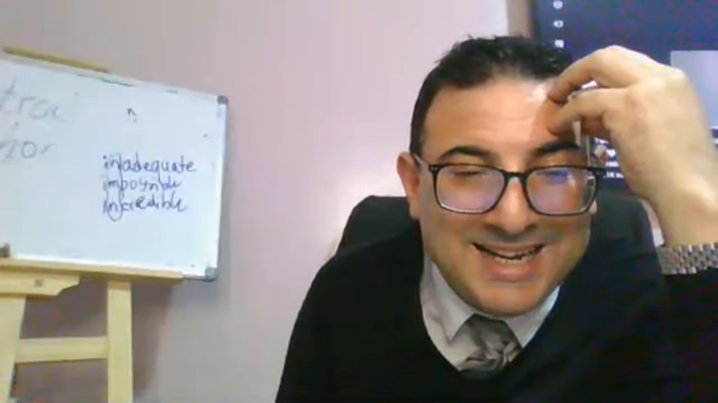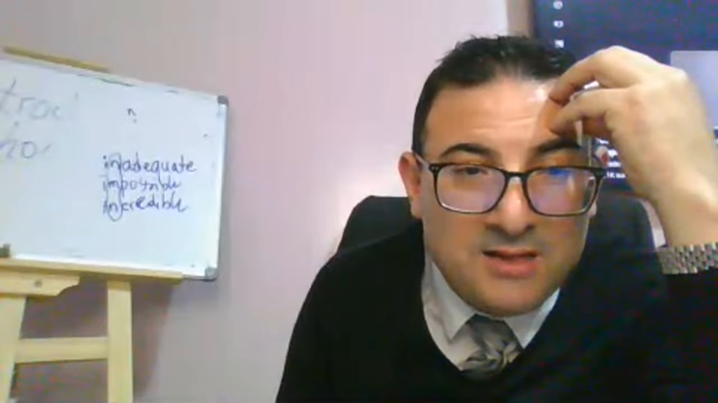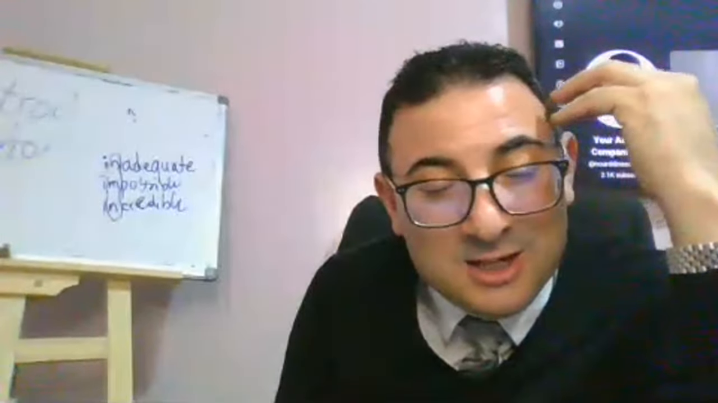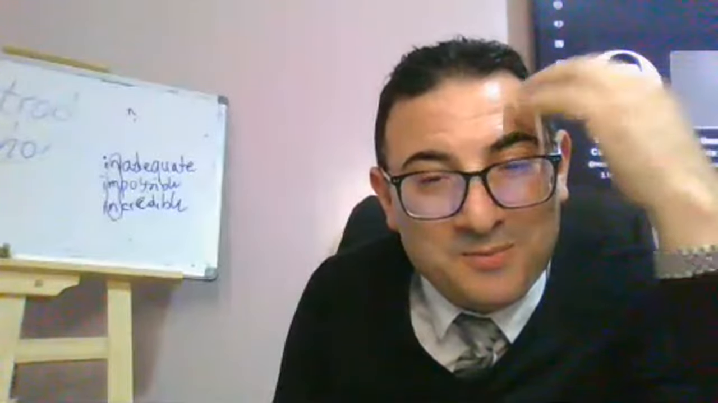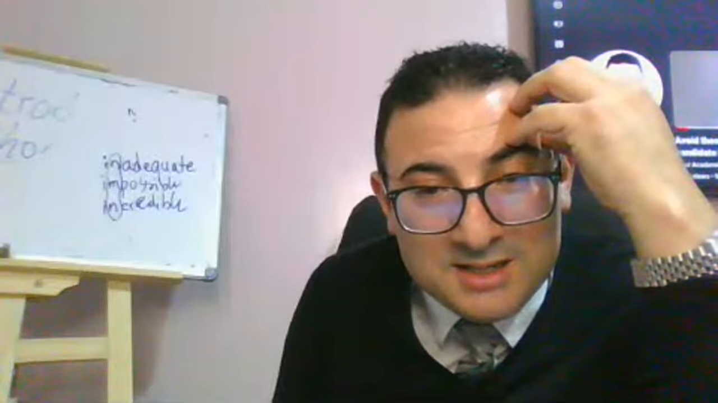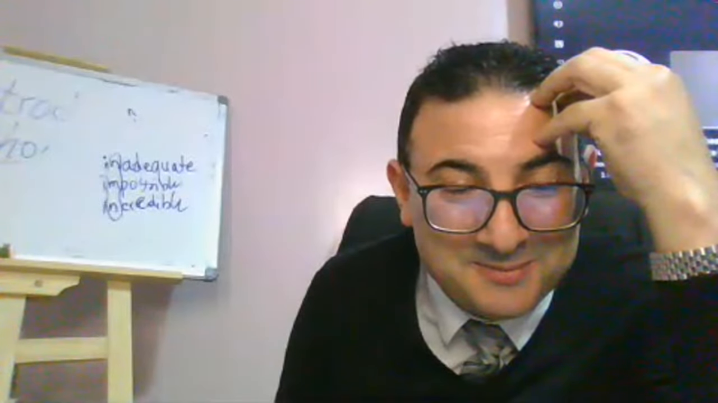Look at the first one, inadequate. You have n, and then you have a vowel a, but then you have d. D is what? It's alveolar. That is why I tell you phonetics is necessary. So d is alveolar, and therefore the nasal here is alveolar.